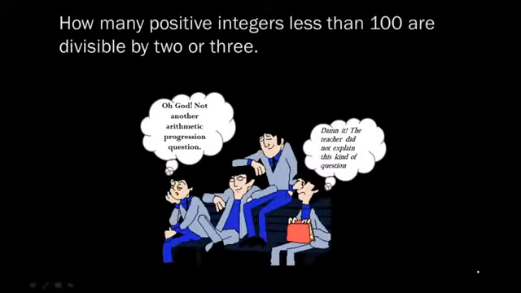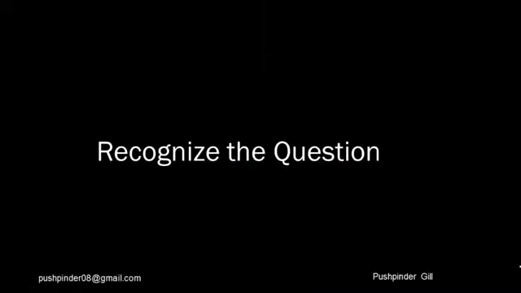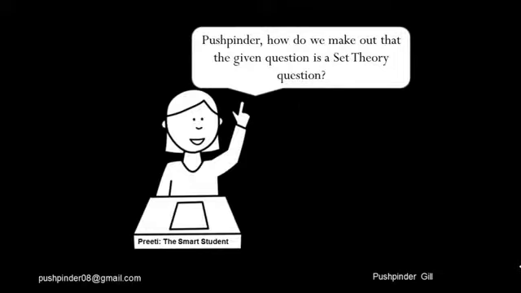Some would be thinking arithmetic progression, but if you do this question using arithmetic progression, it is going to take a little bit more time than if you use set theory. So first, you need to recognize the question. Once you recognize that it's from set theory, then half of your job is already done. Then you just need to follow a structured approach which will help you to solve the question. So now let's move forward.